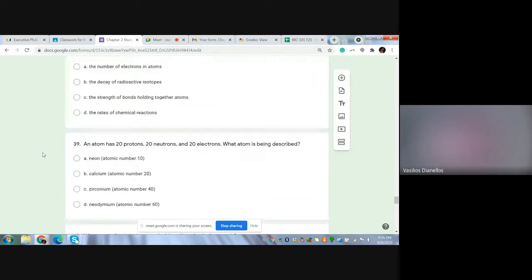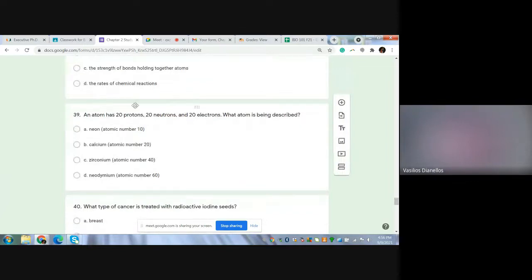Radiometric dating, we're not going to talk about, won't be on the exam. An atom has 20 protons, 20 neutrons, 20 electrons. What atom is being described? This should be a really easy one for you. You know that it has 20 protons, therefore its atomic number must be 20. So the answer has to be B.